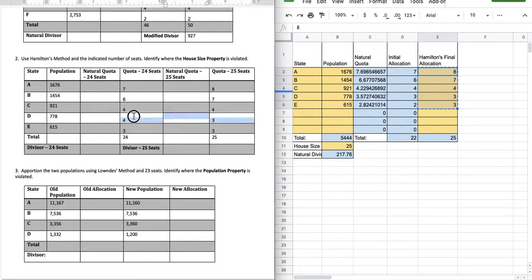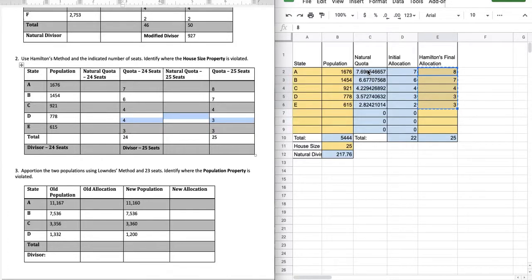State D, all right, there is more stuff going on here. They went from, ooh, that's hard to see. Just highlight it in blue. They went from 4 seats down to 3 seats. What happened was their decimal was just not enough, and another state actually bumped them out of the running for an additional seat. This was the problem with what's known as the Alabama paradox in 1880, when all of a sudden New Mexico was a brand new state, and Alabama ended up losing a seat to Illinois.